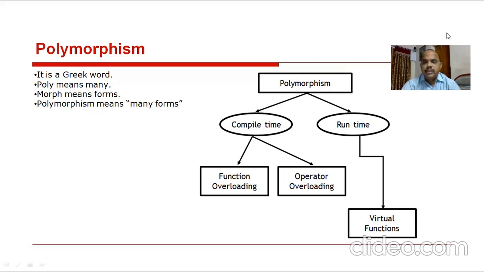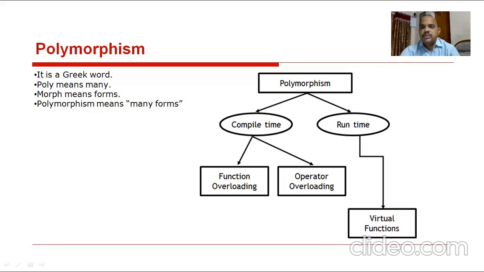So here poly means many, morph means forms, many forms. Then here the two types of polymorphisms. The first one is compile time polymorphism. Second one is runtime polymorphism. Here compile time polymorphism is also known as early binding or static binding. So then the next one is runtime polymorphism. This is also known as late binding or dynamic binding.